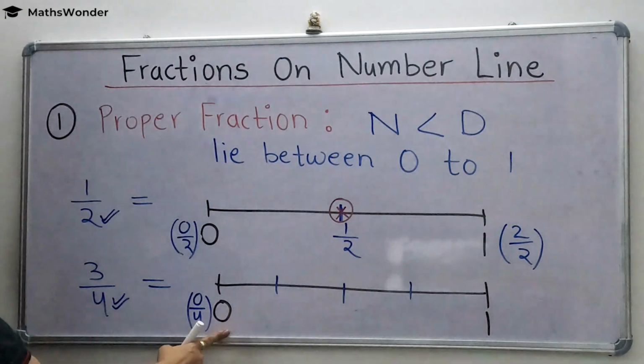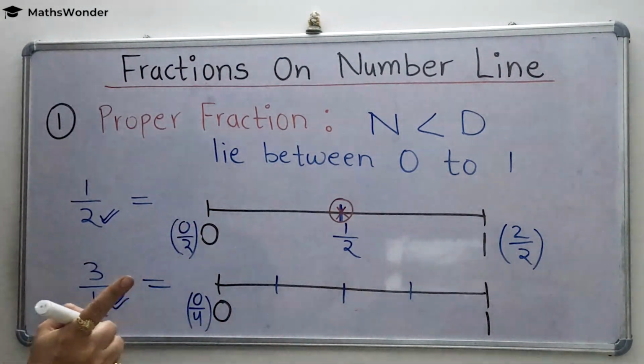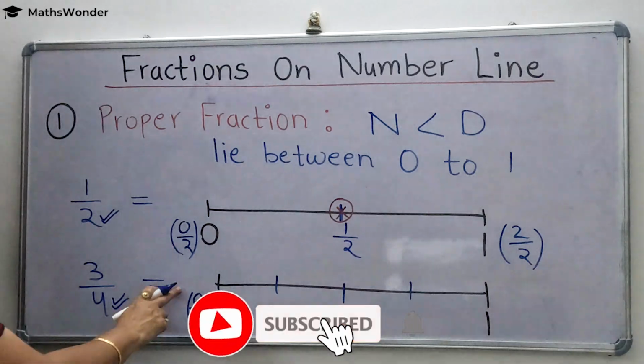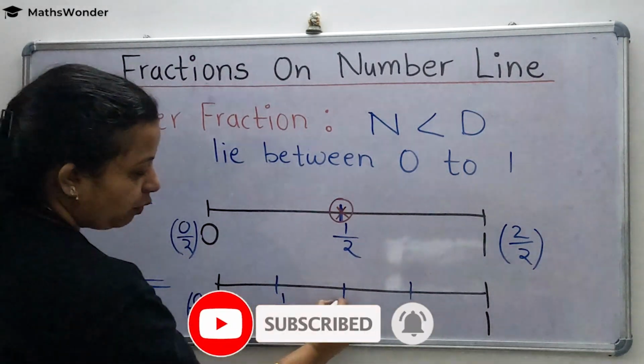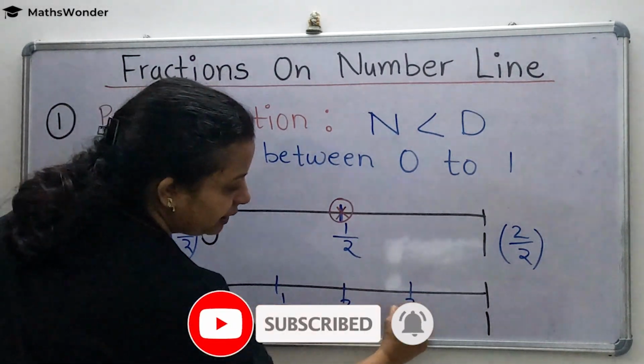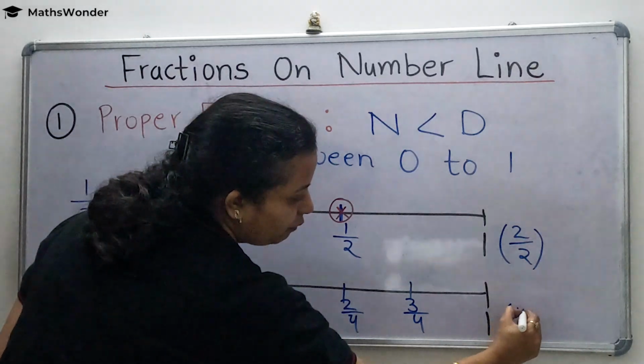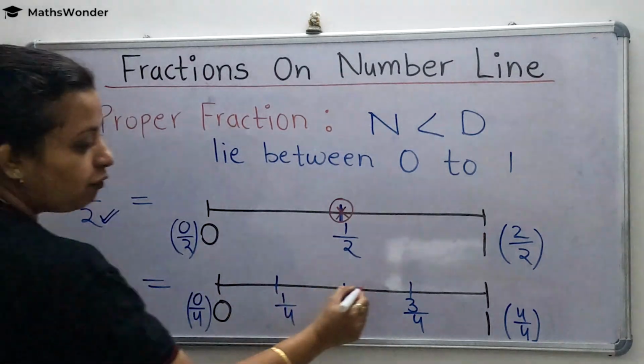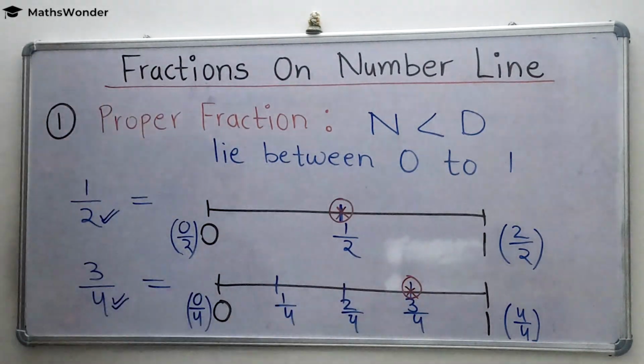So you will start with 0 over 4. 0 over 4 means 0. As you know it, if 0 is the numerator and the denominator is any number, it will give 0 only. So 0 over 4, 1 over 4, 2 over 4, this is 3 over 4 and this is 4 over 4. 4 over 4 means 1. So we are going correct. Now we need to represent 3 over 4. You can represent 3 over 4 like this. So this is the proper fraction representation on number line.